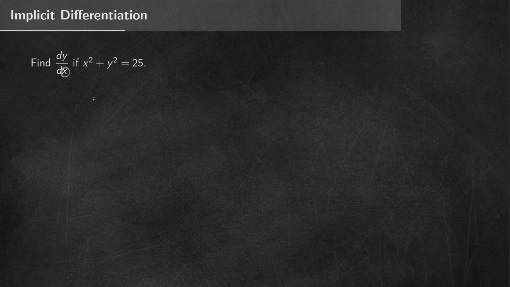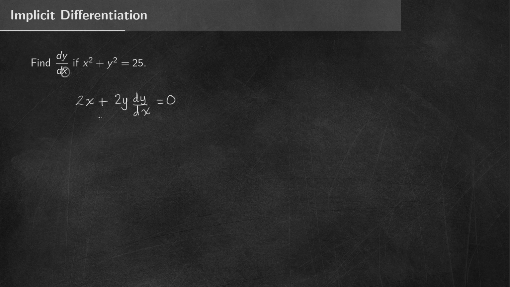So let's just start. We go left to right, term by term. The derivative of x squared is 2x. X is the proper variable, my independent variable, so I don't have to do anything special there. The derivative of x squared with respect to x is 2x. Plus the derivative of y squared with respect to x. Well, the derivative of y squared is 2y with respect to y. But if I want to turn this into a derivative with respect to x, I'm going to have to multiply by dy dx. Equals, and then the derivative of 25 is 0.